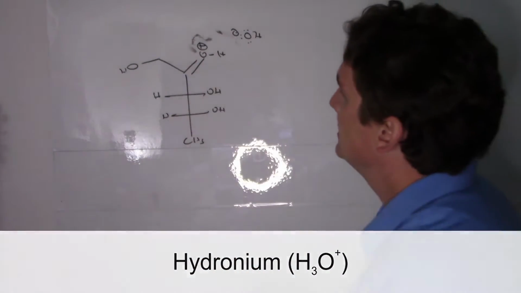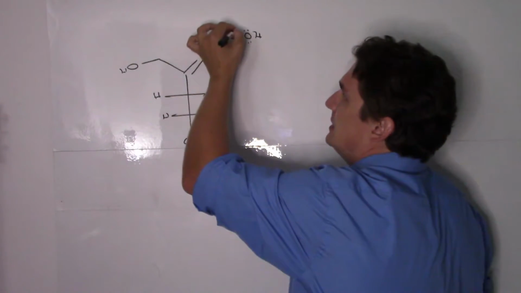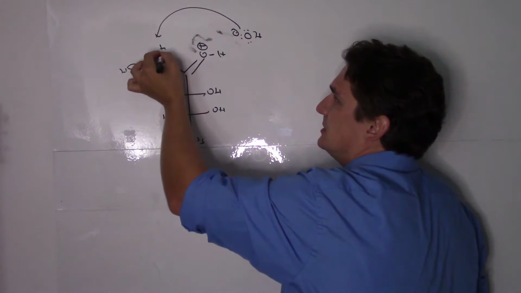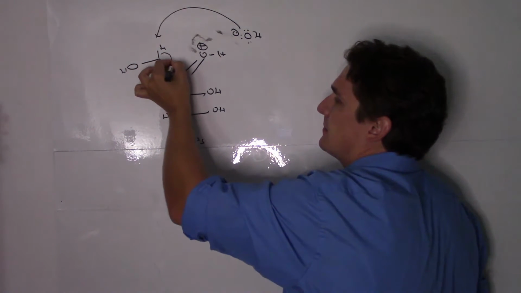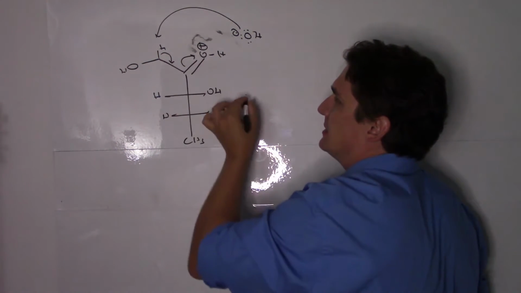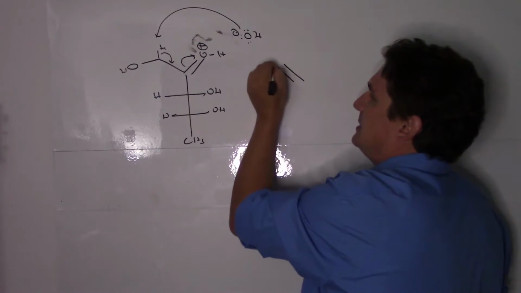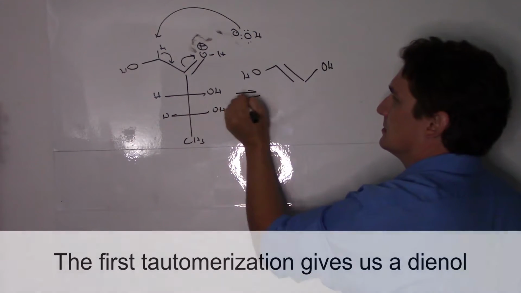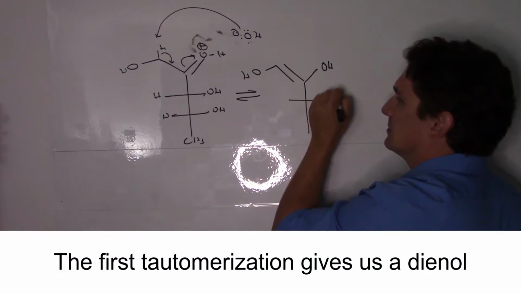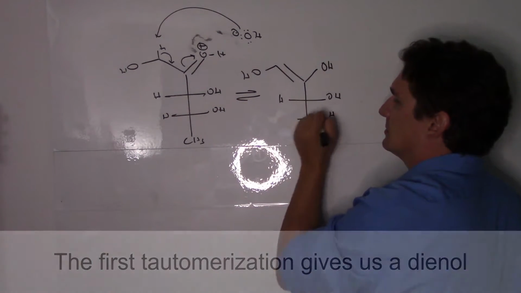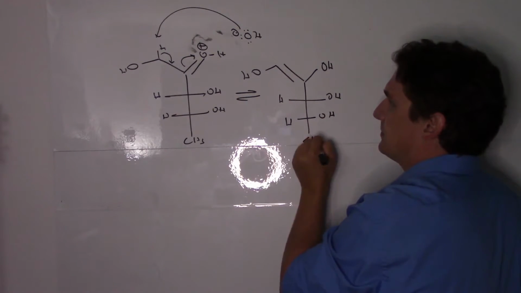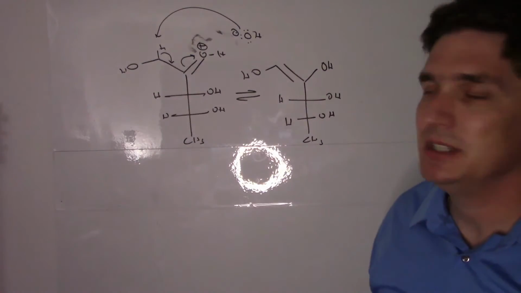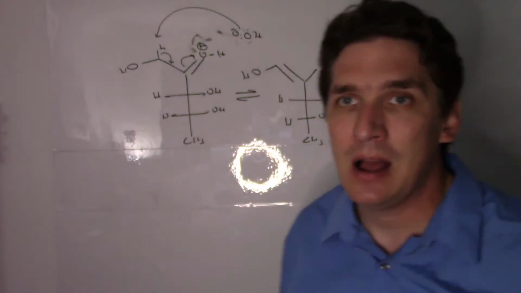This complex. We'll end up getting the hydroxide abstracting a hydrogen off of this carbon, and that'll kick down, that'll kick up, and what we end up getting is a dienol. And so that's the first step of this mechanism, is that we get tautomerization to give us this dienol complex.